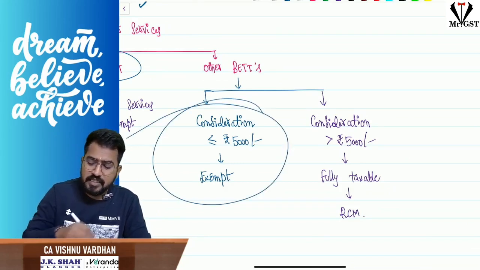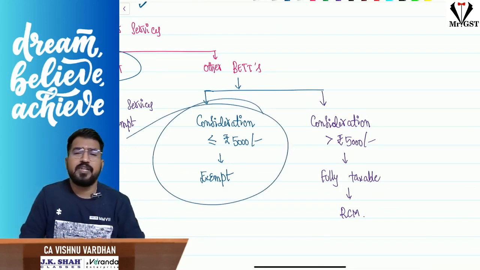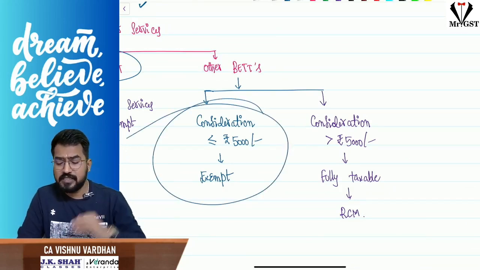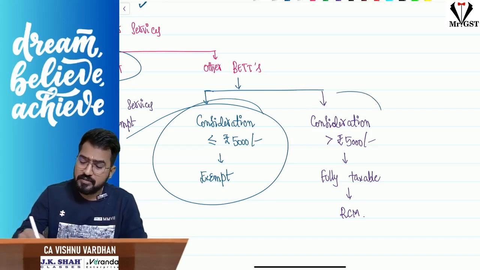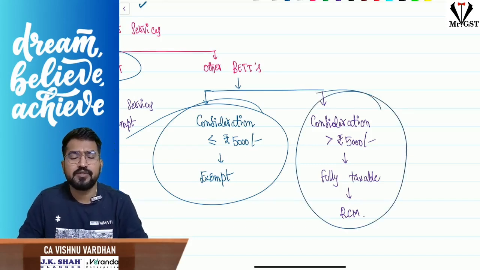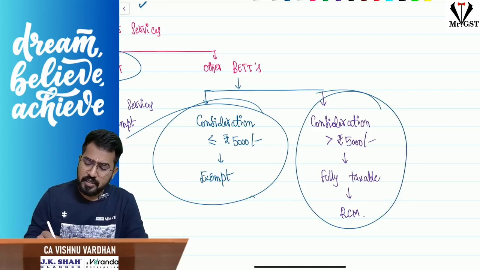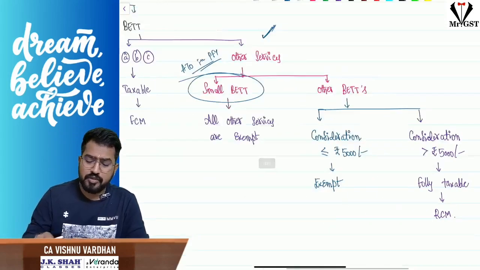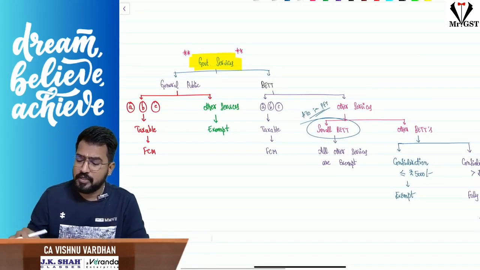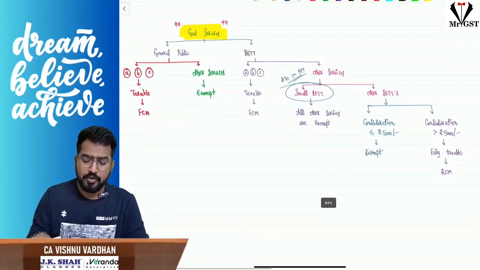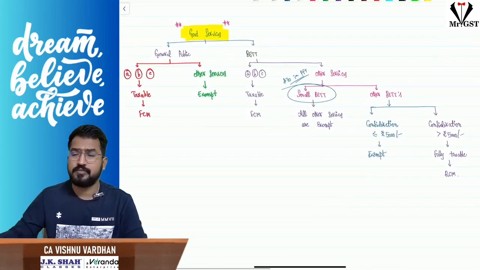If consideration charged by the government for the service is less than or equal to 5,000, then it is exempt. But if the consideration charged is greater than 5,000, fully taxable under RCM. So that is the concept here. Okay, simple one. If you want, you can just pause the video and copy this.